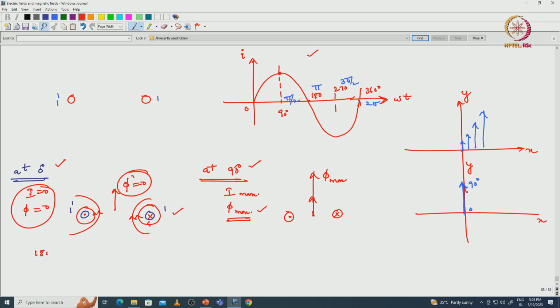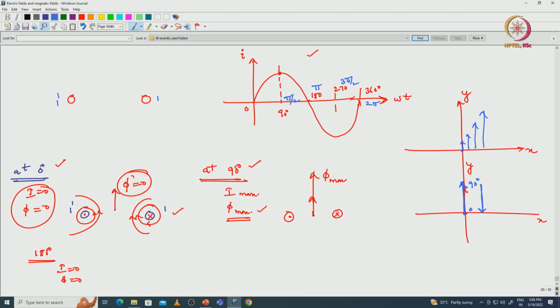At 180 degrees what will happen? Current is 0, flux is also 0, again it will come back to the 0 position. Current is positive, so the flux vector is also positive, it will come back to the same state. Okay, from this point to this point it will come back and again reach 0.